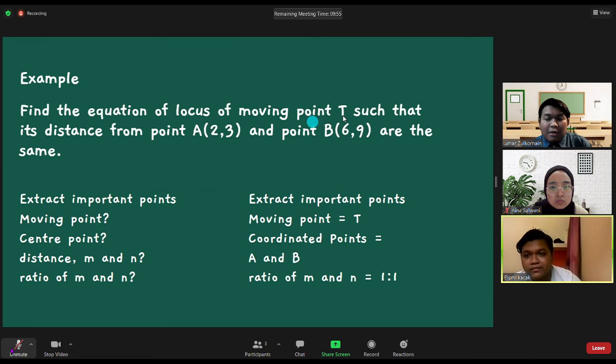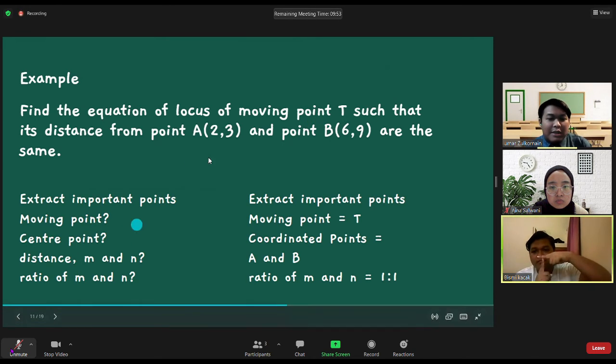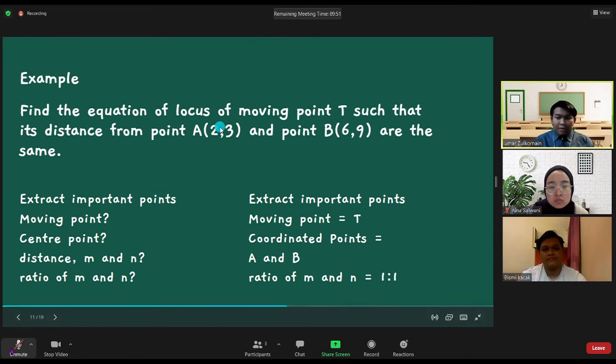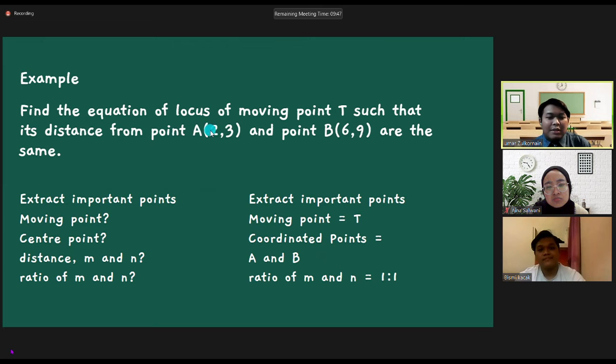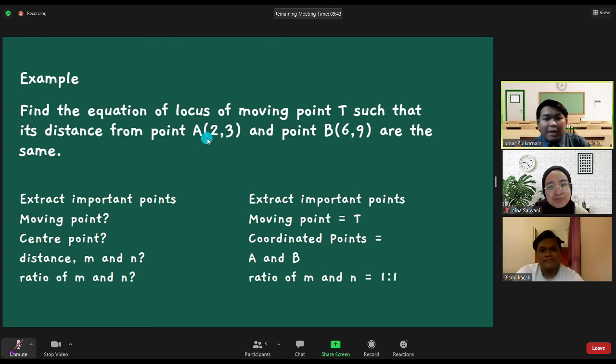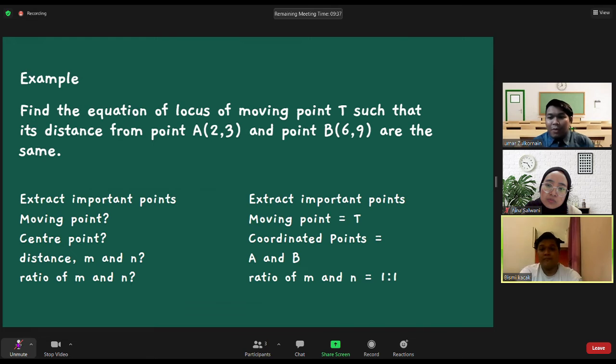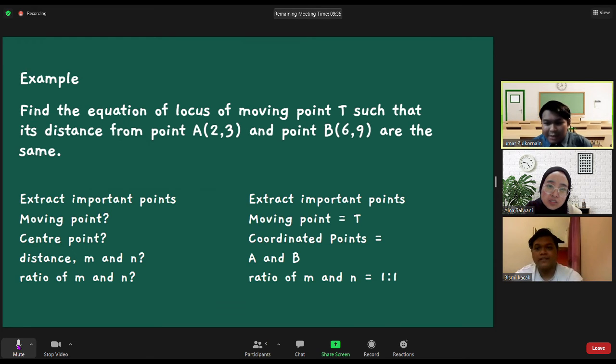All right. What are the fixed points? A and B. All right. So the distances are M and N. But since it's mentioned here that the distances are the same, the ratio of M and N is the same, 1:1. So it is 1:1.